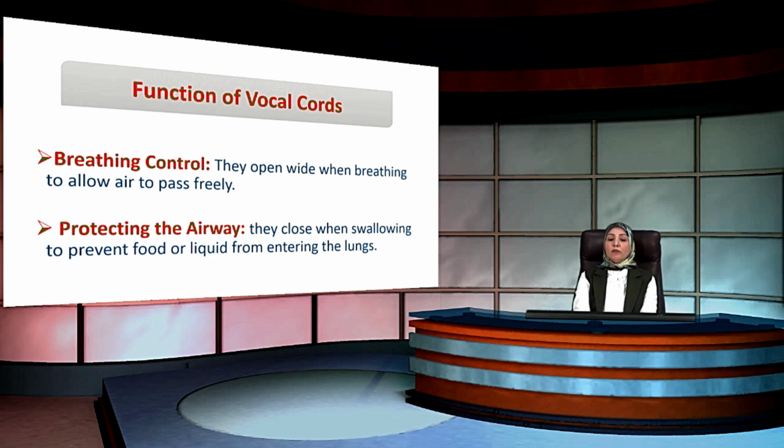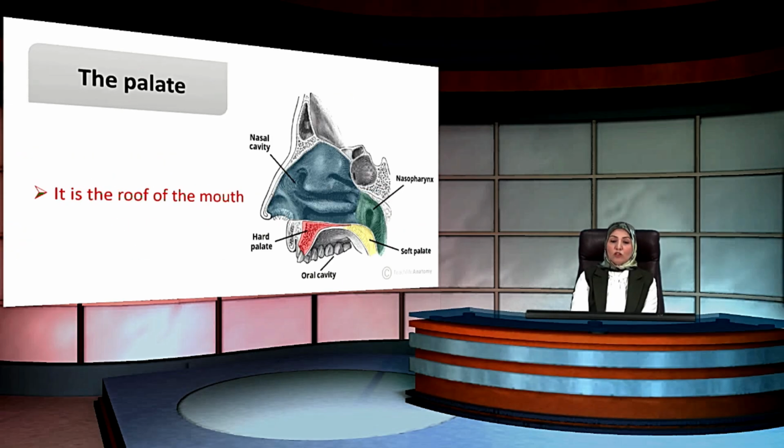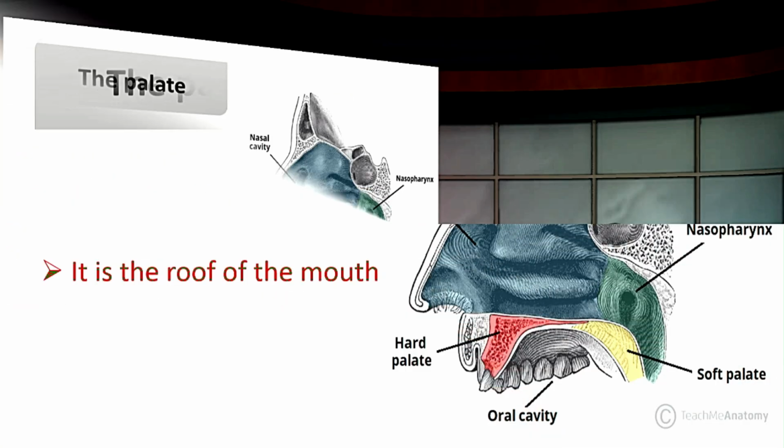The other one, breathing control. They open wide when breathing to allow air to pass freely. Protecting the airway. They close when swallowing to prevent food or liquid from entering the lungs. So, that's all about the vocal cords.